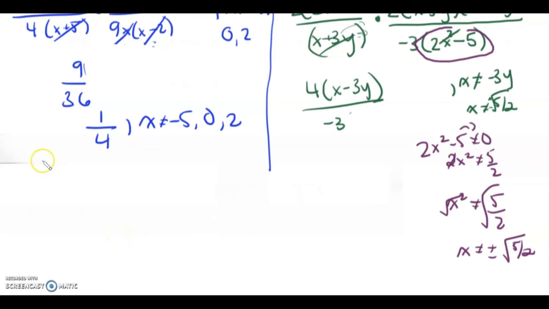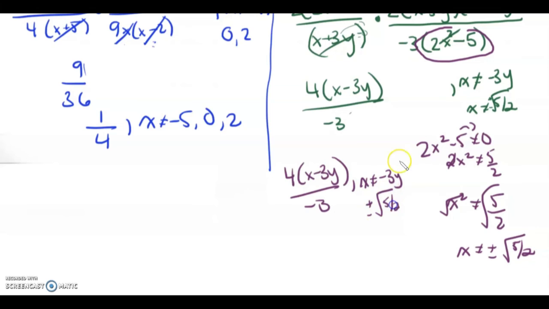Okay, just to write this neatly, we have 4x minus 3y over negative 3 such that x does not equal negative 3y and plus minus root 5 over 2.